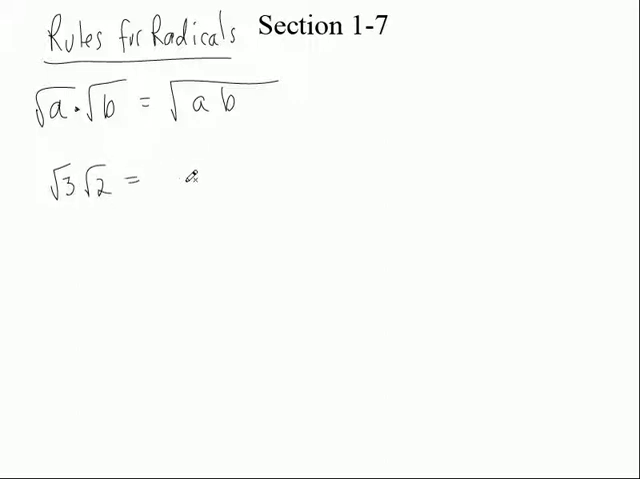All right. So if I had the square root of 3 times the square root of 2, how could I multiply that together? I just get one big square root and I multiply those together. So 3 times 2 is 6. That's all there is to that. It's a nice easy rule, isn't it? Yeah. Okay, it works the other way too.